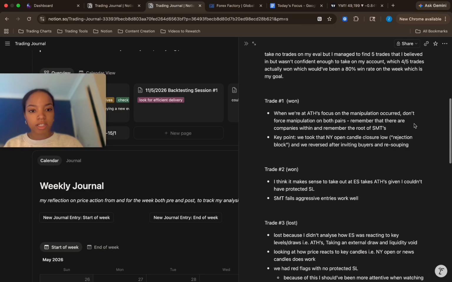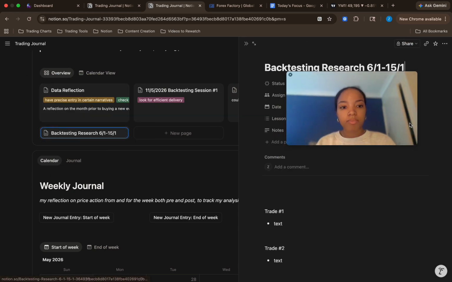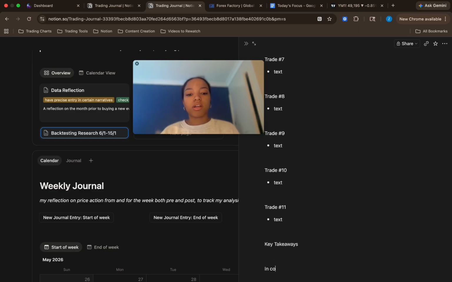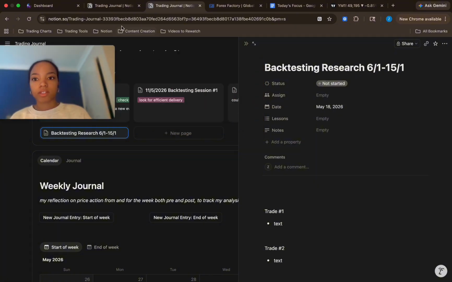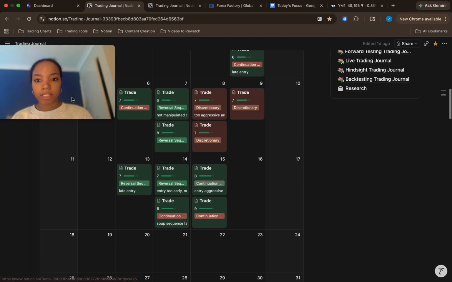This is the research that I did this morning. So we're going to be doing another one, which I've half prepped here. There's 11 trades. I've done the text, and we're going to do dot points for each of them. Then we've got the key takeaways, and then in conclusion, X, Y, and Z. Now, this is the backtesting data here.